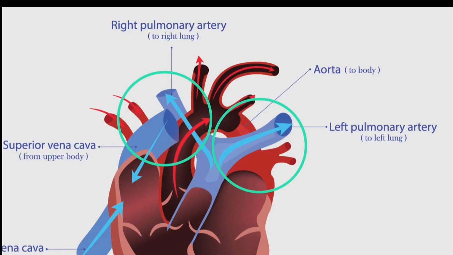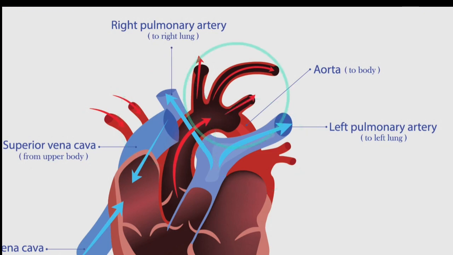The pulmonary artery is responsible for transporting deoxygenated oxygen-poor blood from the heart's right ventricle to the lungs. The aorta then pumps oxygen-rich oxygenated blood from the heart's left ventricle to the entire body.